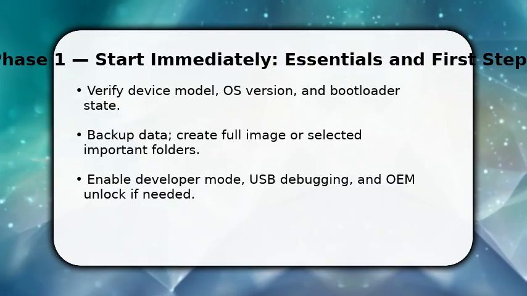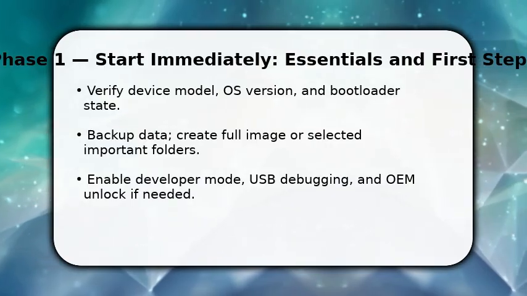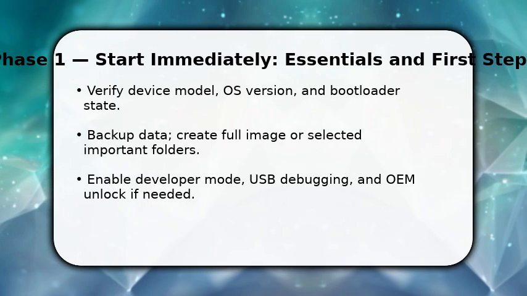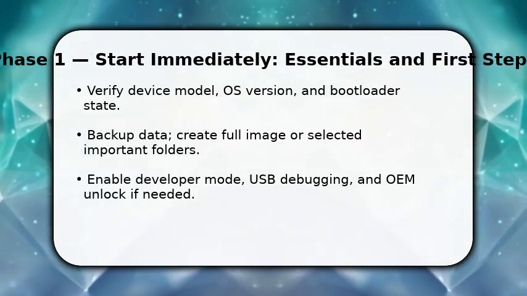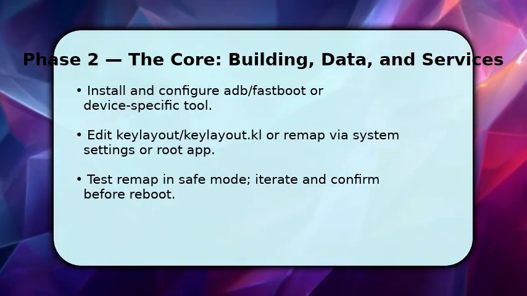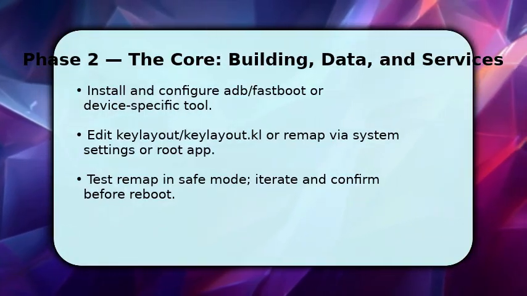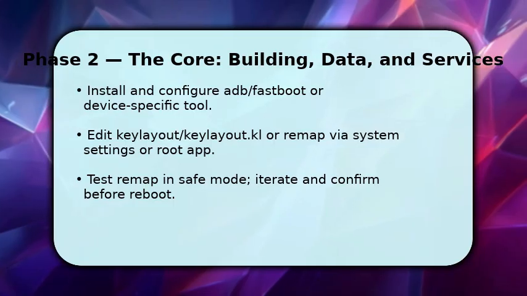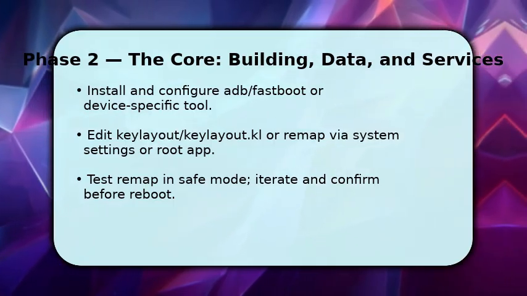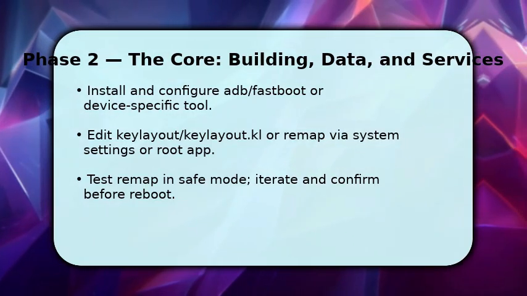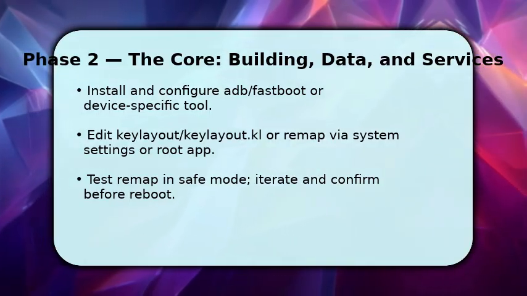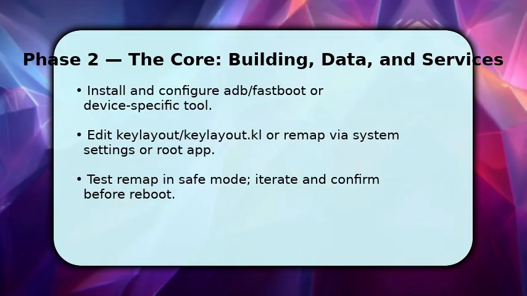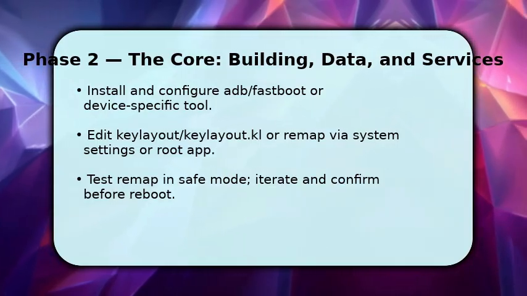This avoids bricking. Once these prerequisites are in place, proceed immediately to unlock or enter recovery to change the power button behavior. You will now use ADB, fastboot, or the vendor tool to access the key map. If the device is rooted, pull the key layout file from /system/usr/keylayout, edit the scan code mapping to the desired function, then push it back with correct permissions. Otherwise, use the OEM utility or accessibility remapping.